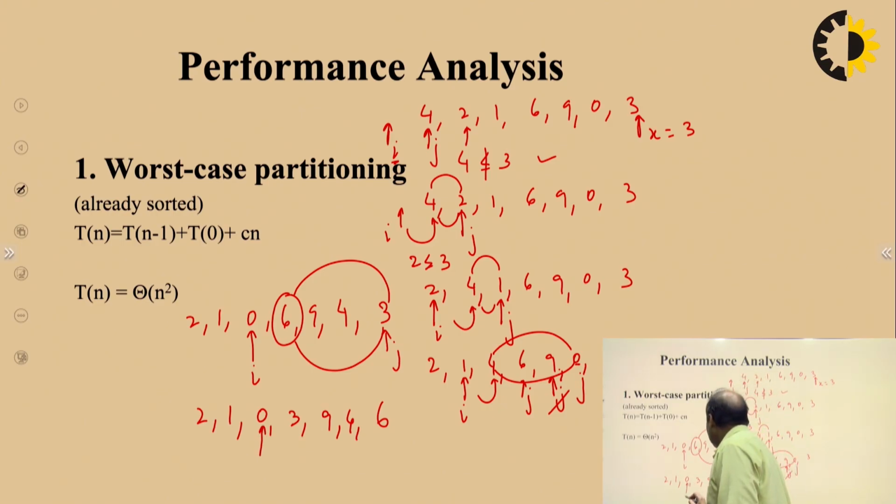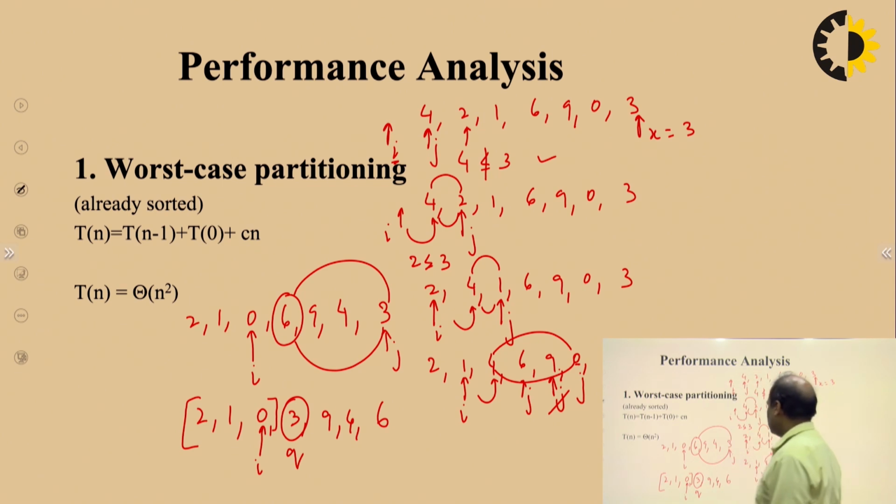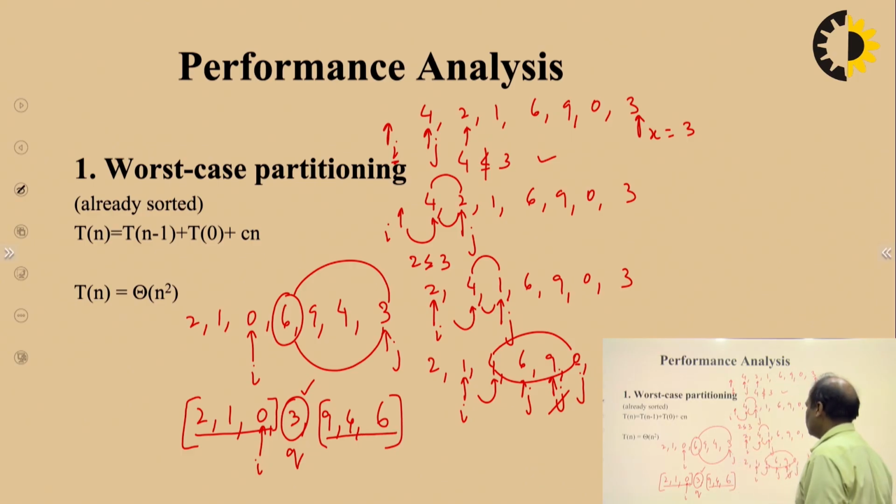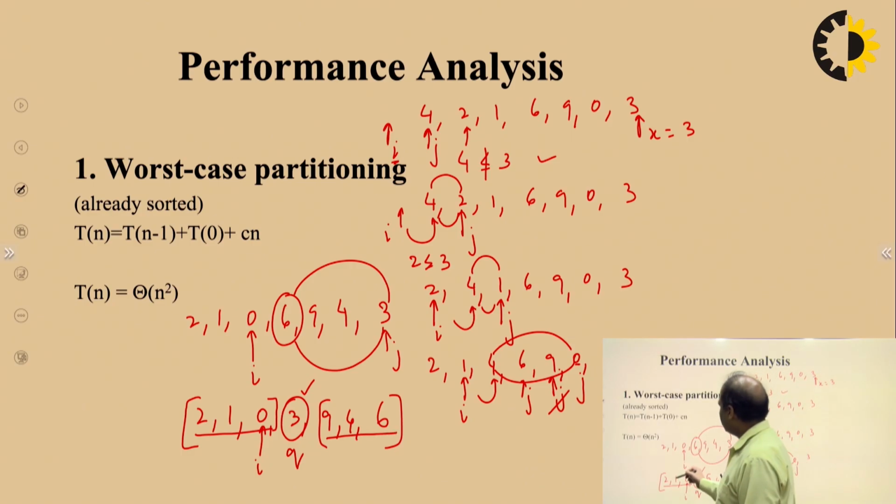Remember your I was here. So return I plus 1 means this is the position of the partitioning element. And now we can see that to the left of this are all elements less than or equal to this, and to the right of this all elements are greater than or equal to 3. That means this is the correct partition. And now you can apply the same method to 2, 1, 0 and you can apply the same method to 9, 4, 6 and we'll say that it will be sorted, right?